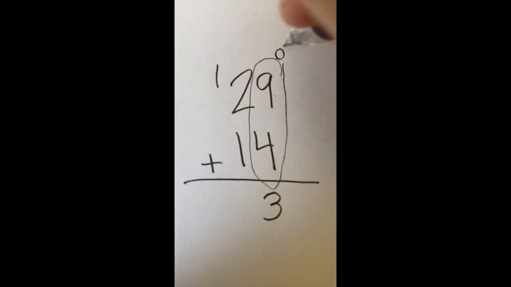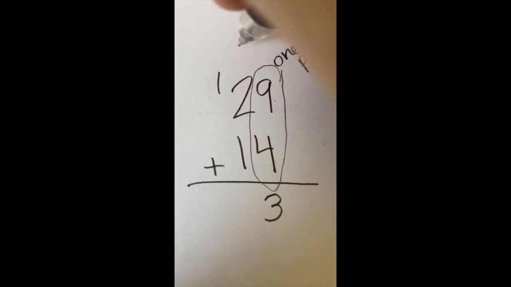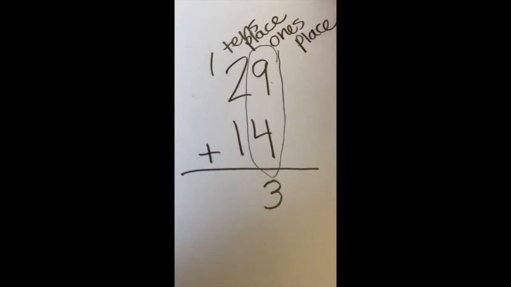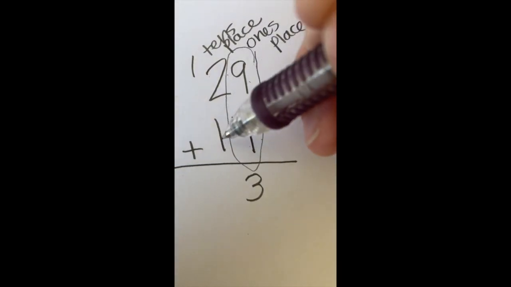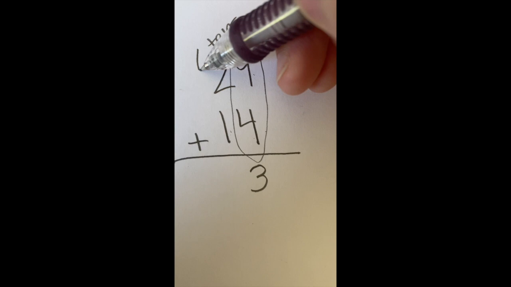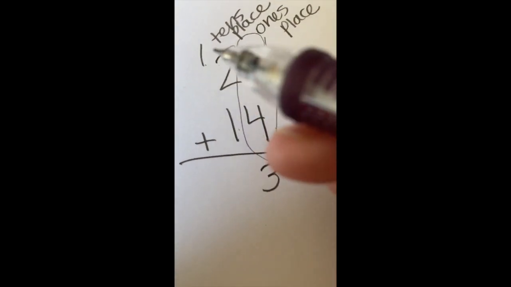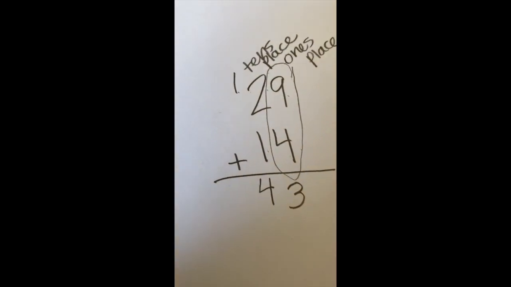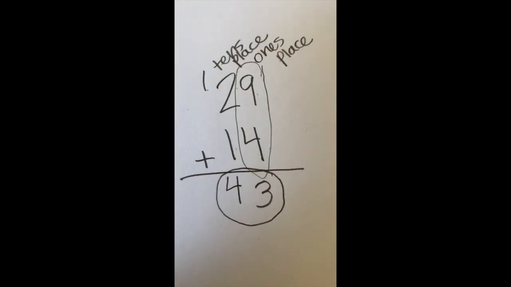Now we have the tens place. So right here is the ones place, and this is the tens place. So now we're going to add the tens place, which is the 2 plus 1 plus the 1 that we carried over. 2 plus 1 is 3, plus 1 is 4. And we'll write that down here in the tens place. So that gives us 43.